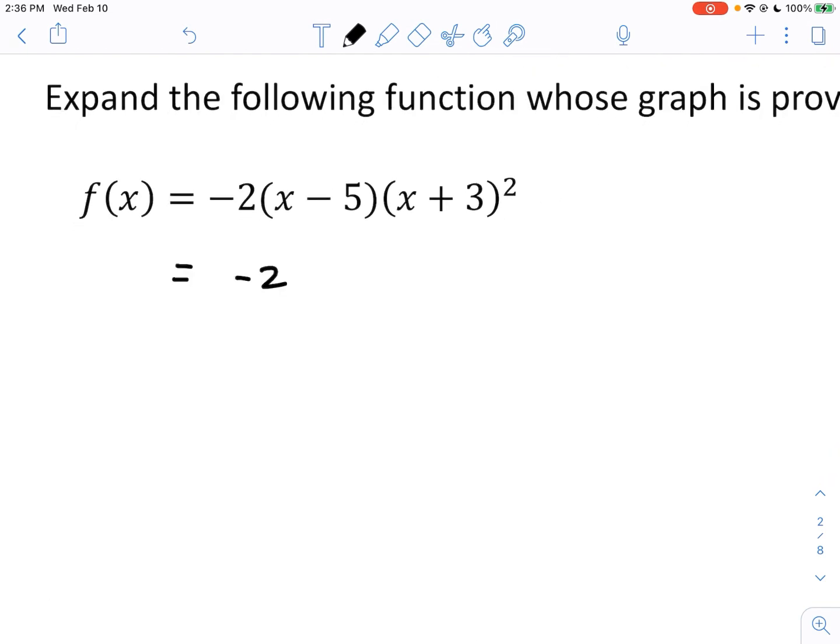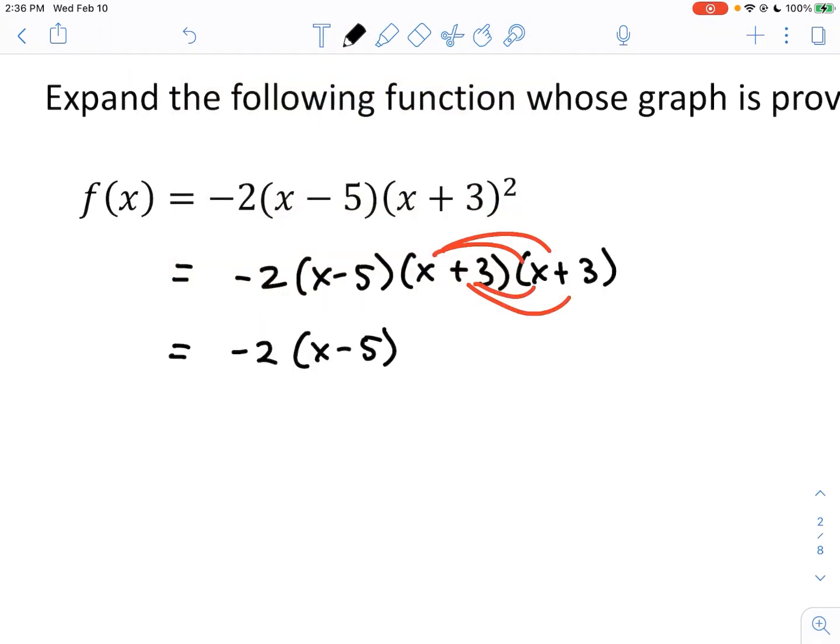Okay, so we have -2 times x minus 5. Go ahead and write down the x plus 3 twice, and then do the FOIL process here on the x plus 3. And then the next one, when I FOIL it, it's going to get x squared plus 3x plus 3x, so that's plus 6x, and then plus 9.